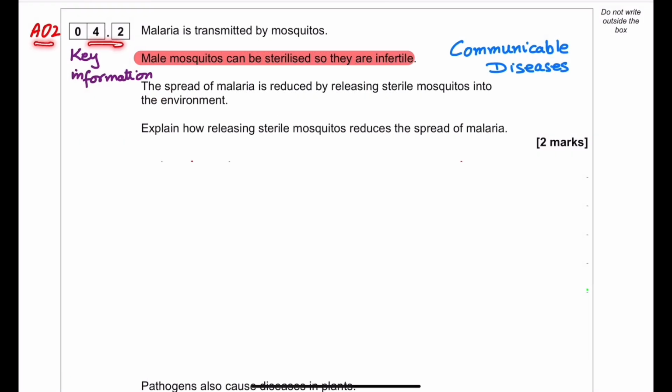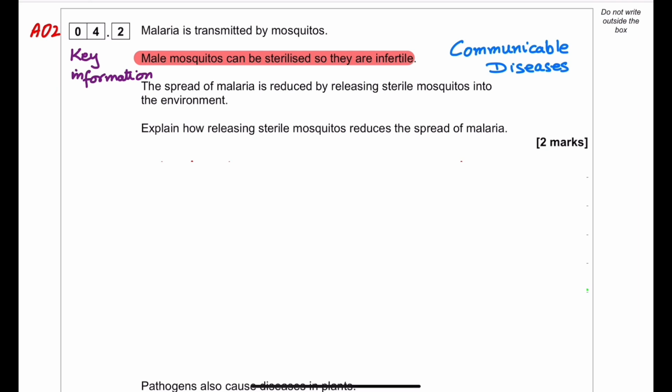4.2 is an AO2 question. Malaria is transmitted by mosquitoes. Male mosquitoes can be sterilized, so they are infertile. Here's a key information. The spread of malaria is reduced by releasing sterile mosquitoes into the environment. Explain how releasing sterile mosquitoes reduces the spread of malaria.